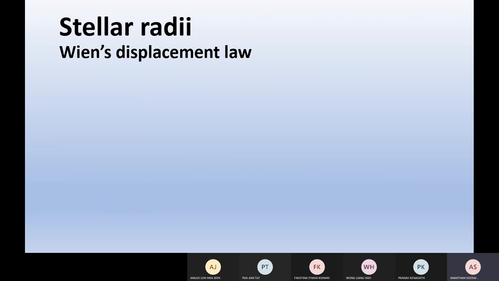Okay, so now we go in depth about luminosity and the size of the stars. How do we find the size of the stars? Is there any idea? Can we find how big the star we are observing is? So, stellar radii, the size of the stars. To find the size of the stars, we use two laws. The first law is called Wien's displacement law. This law helps us to find the size of the star. How big is the star?